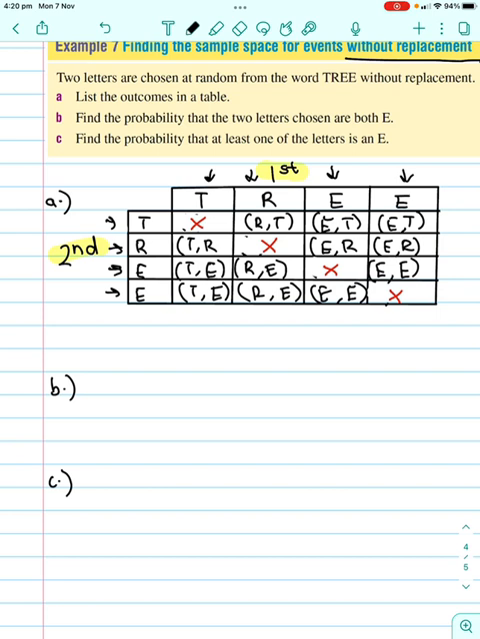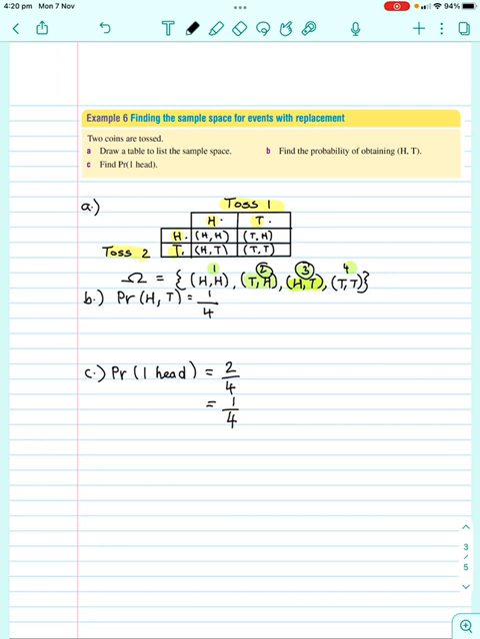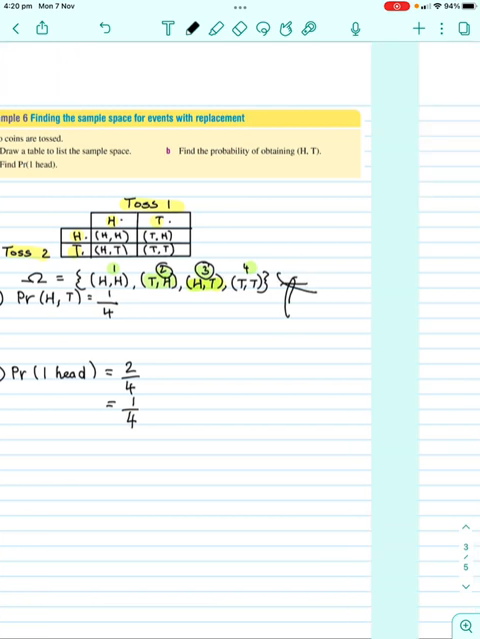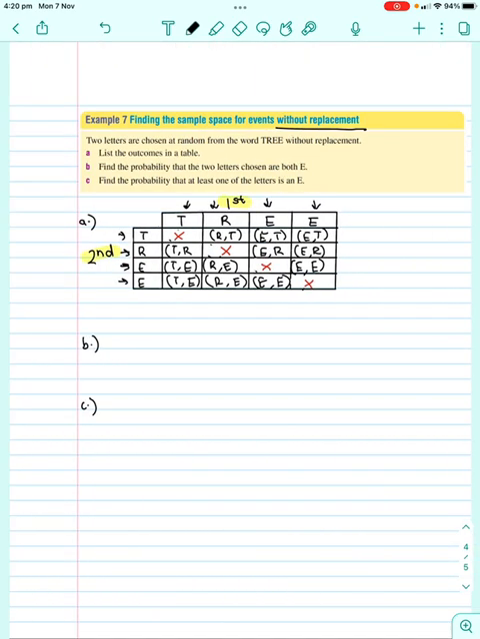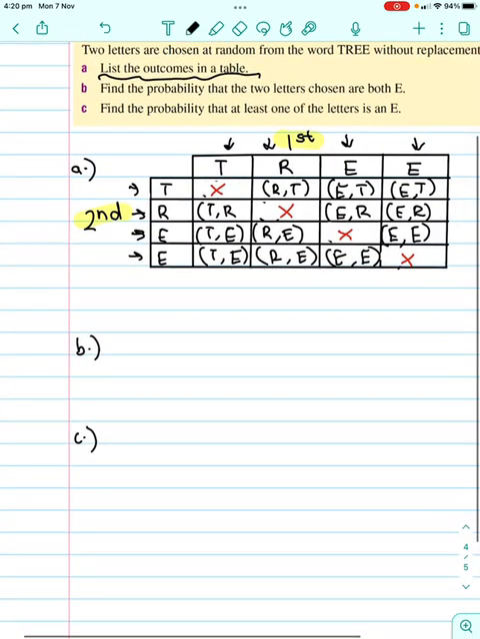Now we've done that, it's not actually asking us this time to list our sample space. If I go back to the previous question, it says draw a two-way table to list the sample space, so that's what we did here. But with this one, it just wants us to list the outcomes in a table. So that is now completed. Now we're going to look at B.